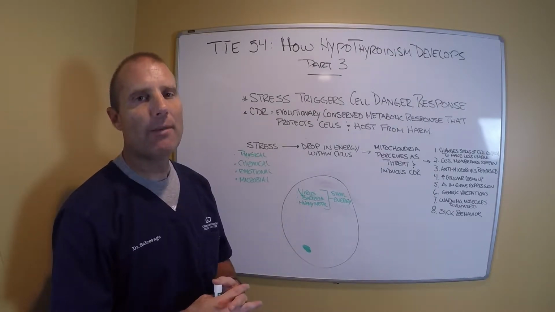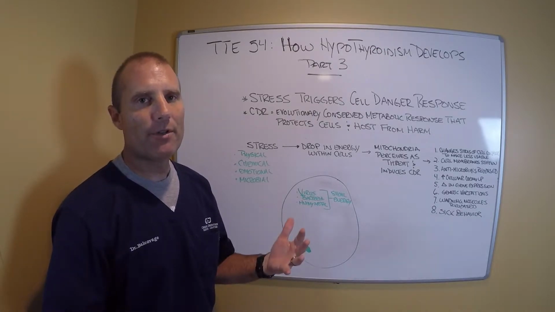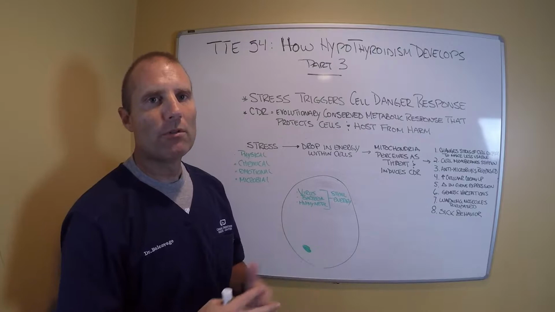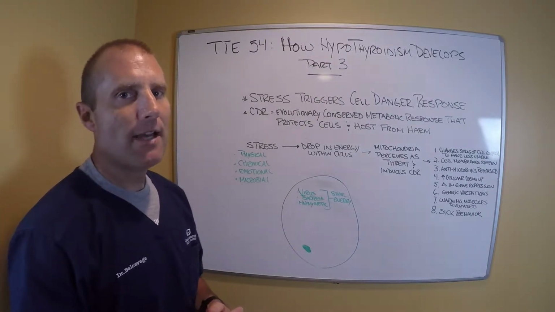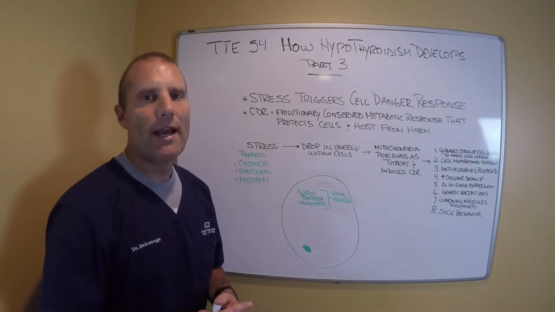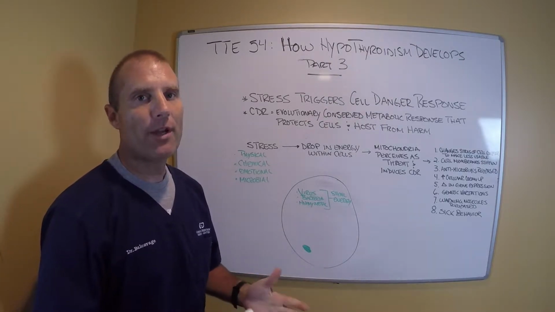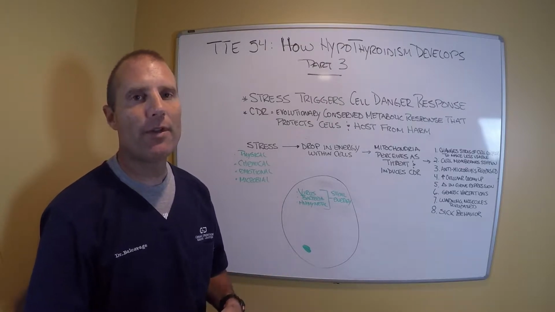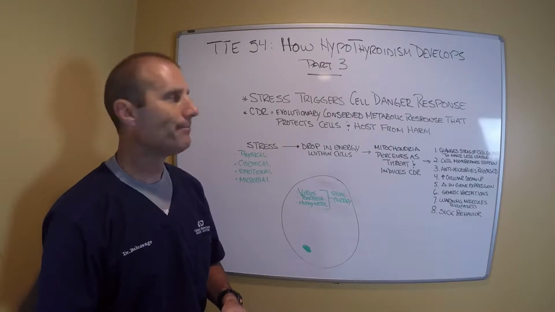You can have hypothyroid symptoms and cellular hypothyroidism with normal or abnormal gland function. Doesn't make a difference, okay? It's definitely more likely if you have a glandular problem, but you can definitely have hypothyroid symptoms and cellular hypothyroidism with a totally normal functioning thyroid gland.